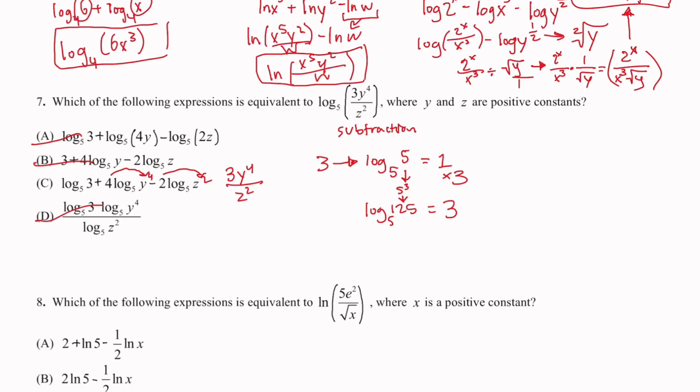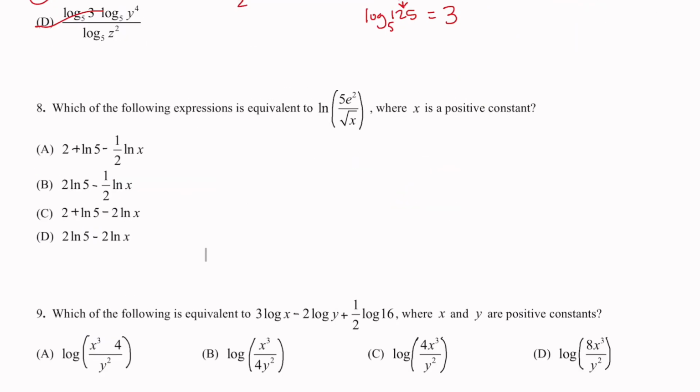D is just wrong. So yeah, our answer is C. Which of the following expressions is equivalent to this? So we see these are being divided. So subtraction. Okay, so 2 is on its own in A.